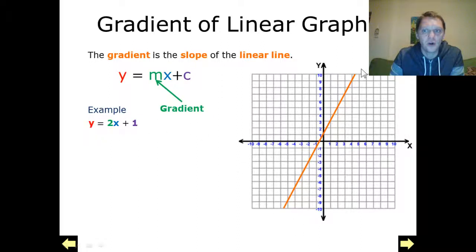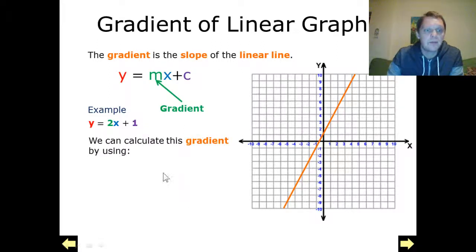So here I've created my line on my 4-quadrant graph. Sorry, this actual line is made up of y equals 2x plus 1. We're just going to show how we can find this number 2, and then also how we can find this plus 1. So we are going to use this formula for calculating the gradient: m equals the height divided by the length. Now, to find this, we need to pick 2 points on our line.